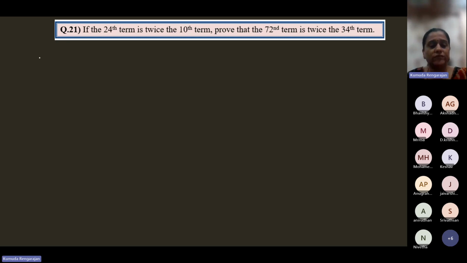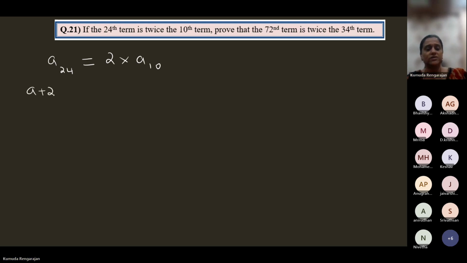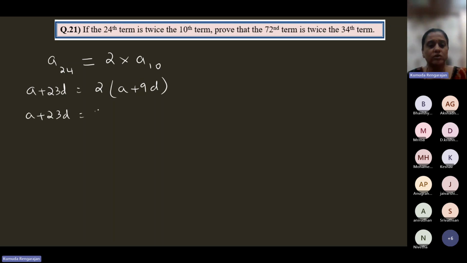So here it's given that the 24th term is twice the 10th term. So a plus 23d is equal to 2 into a plus 9d. Because A10 is a plus 9d. A24 is a plus 23d. So a plus 23d is equal to 2a plus 18d.